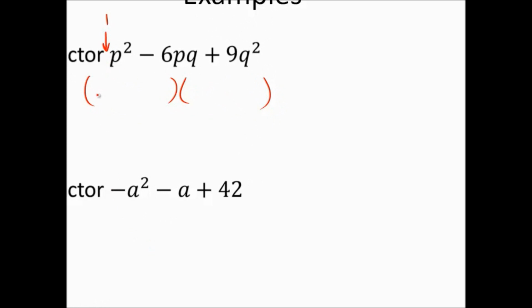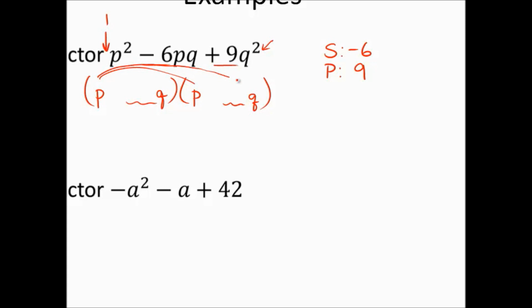So if you had P and P in the first position, you would get P squared for the first term. Great. Now, you're going to need a number, which we will find using the sum and product. The sum is going to be negative 6, and the product is 9. But to get this Q squared, we're going to need a Q term in the second position. So notice when you take first times first, you'll get P squared.